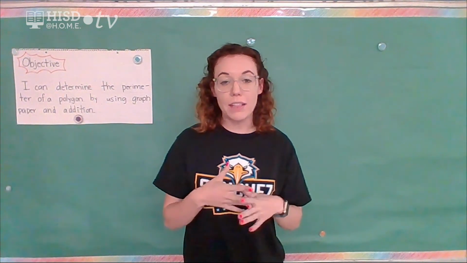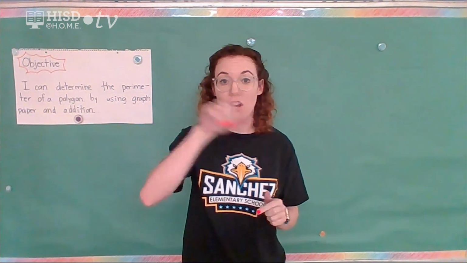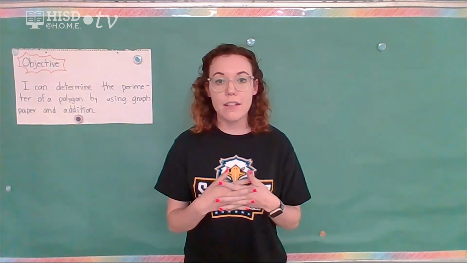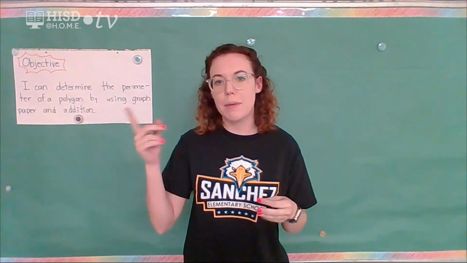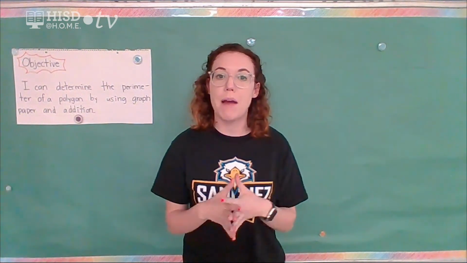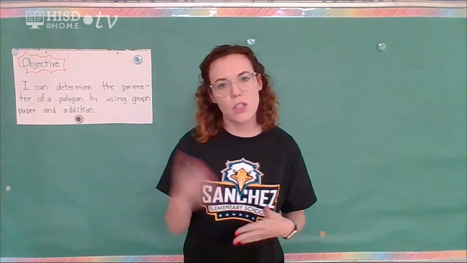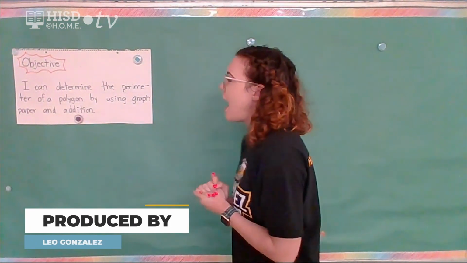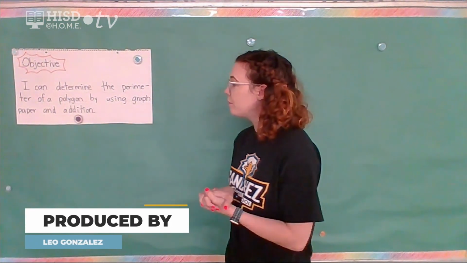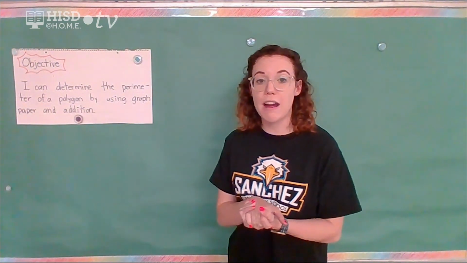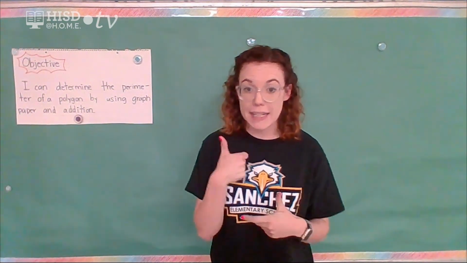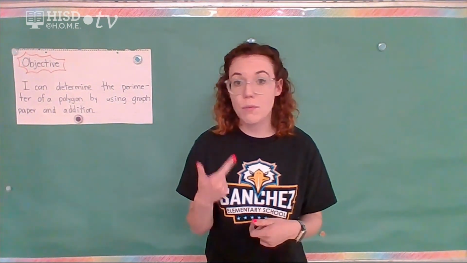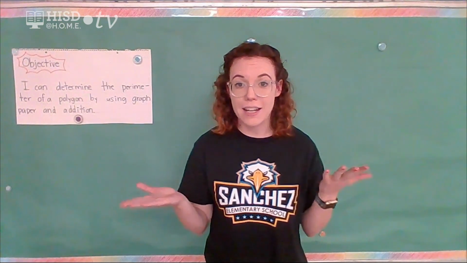Okay, so today we learned about how to find perimeter by adding all the sides together of a figure or a polygon. And then we also learned that we could count the spaces if we have graph paper, but it's better if we add them together. So let's look at our objective to see if we hit what we are supposed to do today. I can determine the perimeter of a polygon by using graph paper and addition. We did begin with using graph paper to help us. We learned how to find perimeter, and we used addition as well. So I think we hit our goal today.